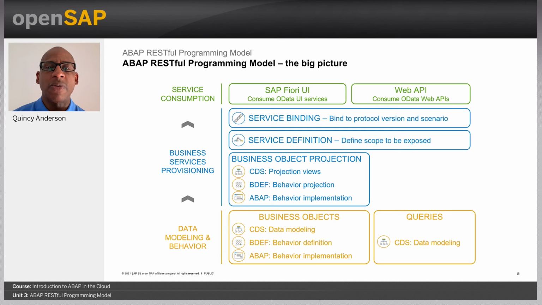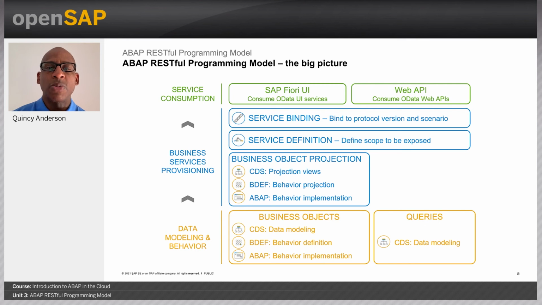Second, in the business services provisioning layer, we see business objects projection. Projection simply means to present. So imagine that you have this wonderful Fiori app. You can not only display a list of customers, but edit or create new customers on the fly. So those options must be presented to you to use. Most likely there will be buttons or links in the app that you can choose. But imagine clicking on a button and nothing happening.